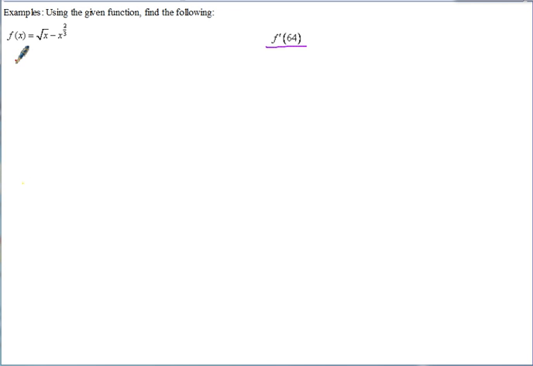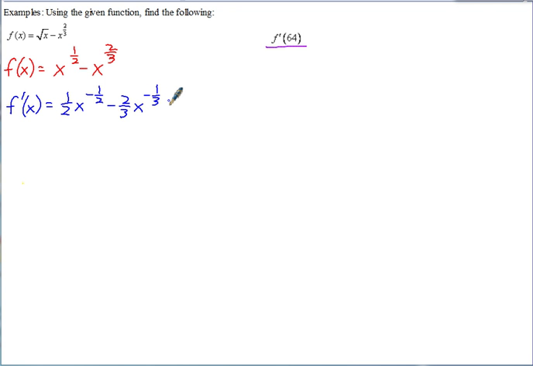So let's go ahead and rewrite this because we've got a radical there. That'd be x to the 1/2 minus x to the 2/3. Then we can take the derivative. F prime of x would be 1/2 x to the negative 1/2 minus 2/3 x to the negative 1/3. And before we plug in the 64, let's go ahead and simplify that. It'll be a lot easier. So it's 1 over 2 times the square root of x minus 2 over 3 times the cube root of x. So that's the derivative or slope for any x value. But we want it specifically for 64.